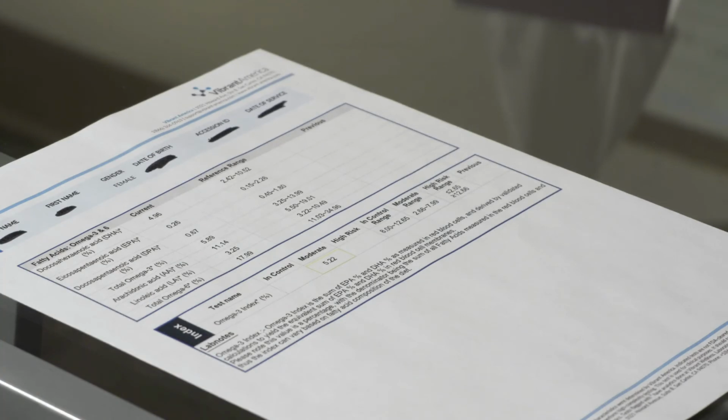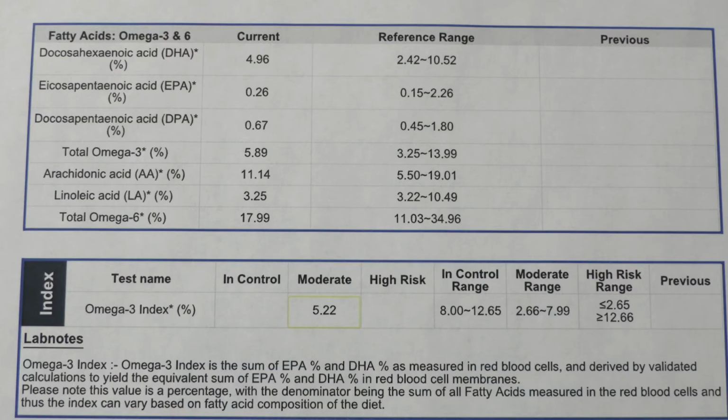Last page. Fatty acids, specifically omega-3s and omega-6s. There are other omegas out there, but these are some of the most important. Omega-3s, most famously found in fish, but also in vegetables too. We want to make sure that your omega-3s are all good. So all these, DHA, EPA, DPA, total omega-3, arachidonic acid, linoleic acid, we want to make sure those are in a good range. And if you look at the reference range, I'd like to see them kind of middle-high range.